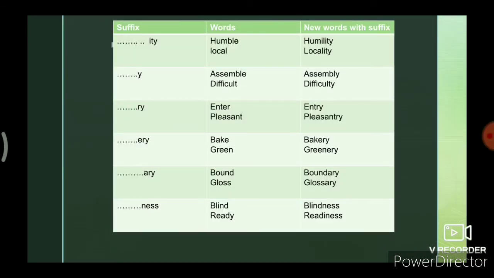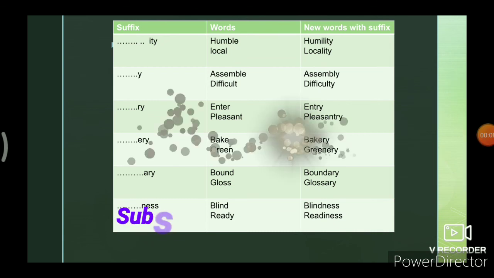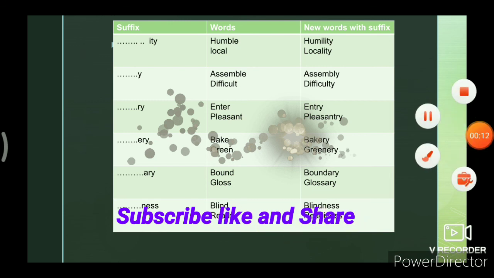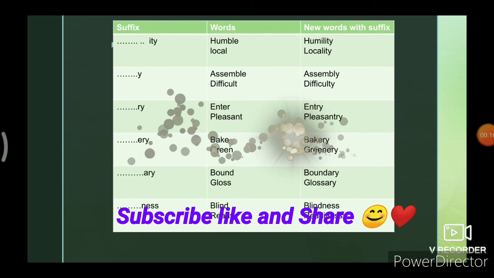Now in next video you will learn language study. Students, do best, learn by heart all these things and get 10 out of 10 marks in language study. These marks are in your hands. Learn by heart.